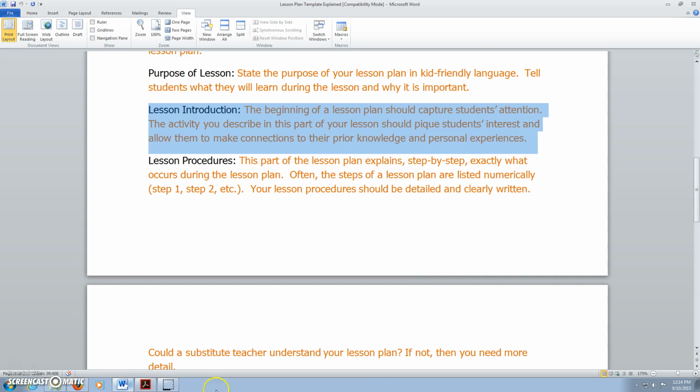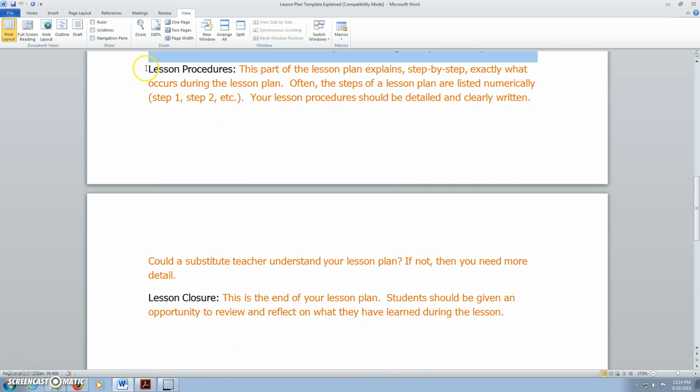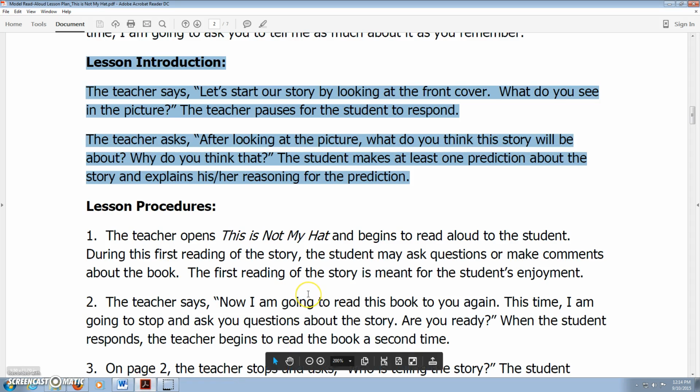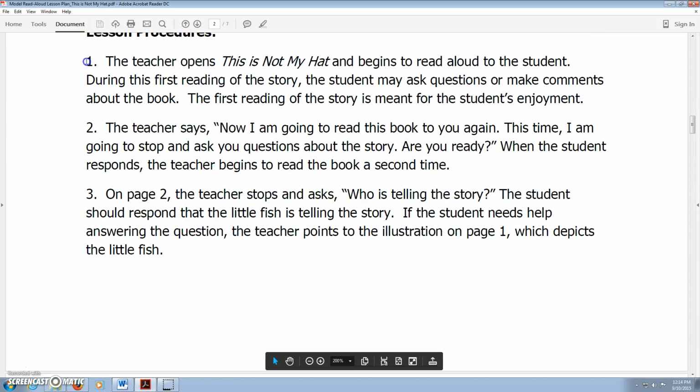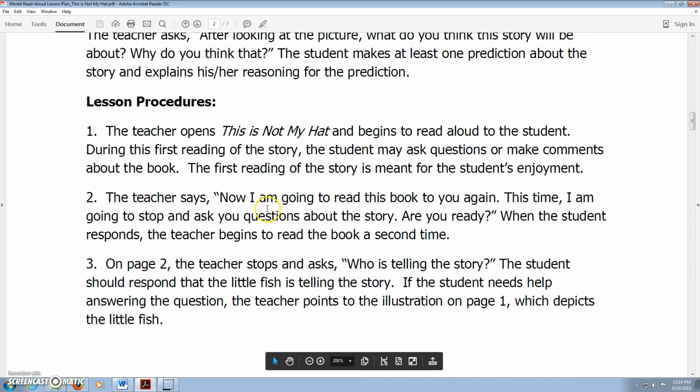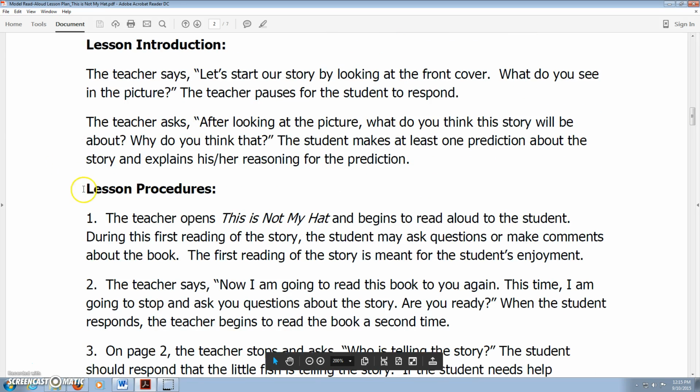All right, then we have lesson procedures. This is really the heart of the lesson plan. This explains step by step exactly what is going to happen in the lesson plan. I prefer if you list the steps in your lesson plan numerically, like number 1, number 2, and so on. So you see that I'm on the second page of my lesson plan right now at lesson procedures.